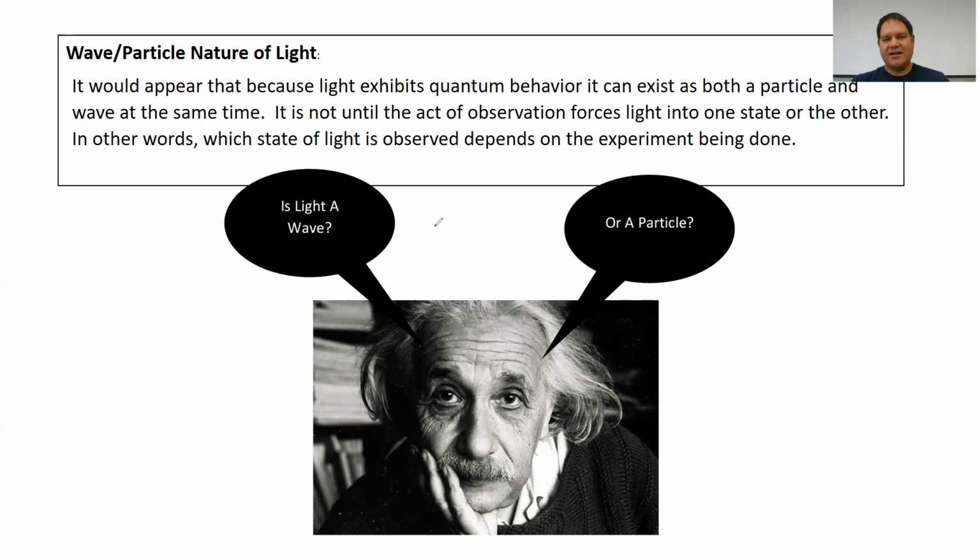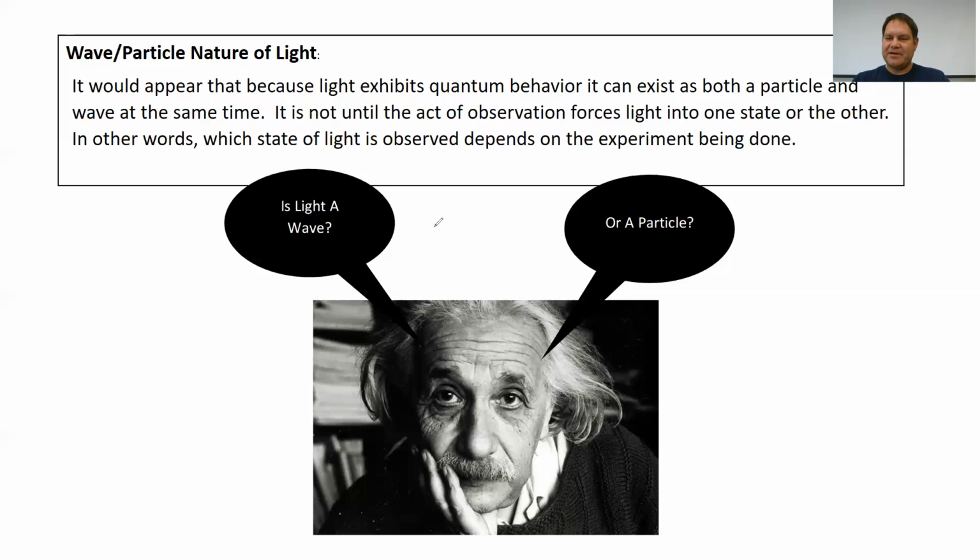It means that it's not until we actually observe light that it forces light into one state or the other. In other words, the state in which we see light is going to depend on the experiment being done. For instance, if we left light alone and didn't make an observation and even see it, light is going to exist as a wave and a particle at the same time. Both states are going to occur. But as soon as we start experimenting, as soon as we start making an observation, that's going to force light into being one state or the other.